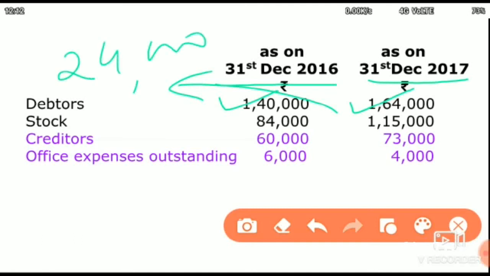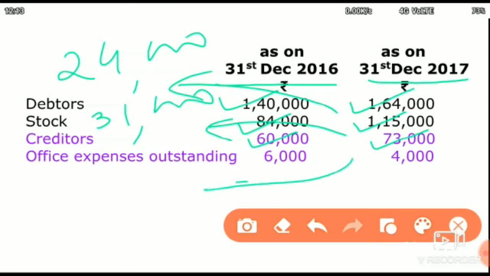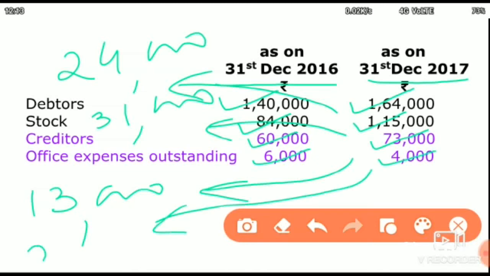Now, if you look at stock, the opening value was 84,000. Now the closing value is 1,15,000. So stock also has increased by 31,000. Now, if we look at creditors, which is a current liability, creditors opening value was 60,000. Now the closing value is 73,000. So creditors have also increased by 13,000. Now if you look at office expenses outstanding, the opening value was 6,000. Now the closing value is 4,000. So office expenses outstanding has decreased by 2,000 rupees.